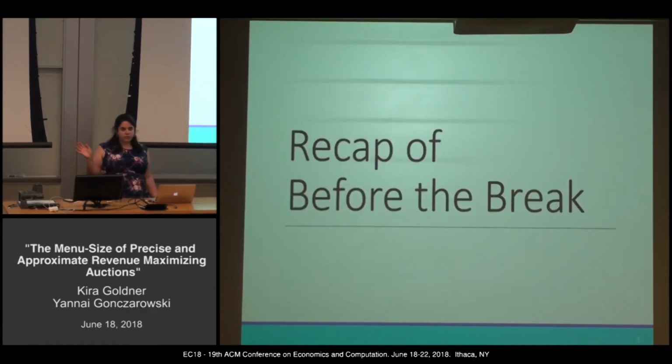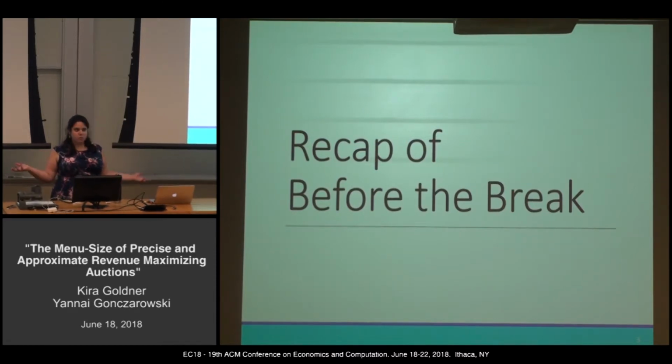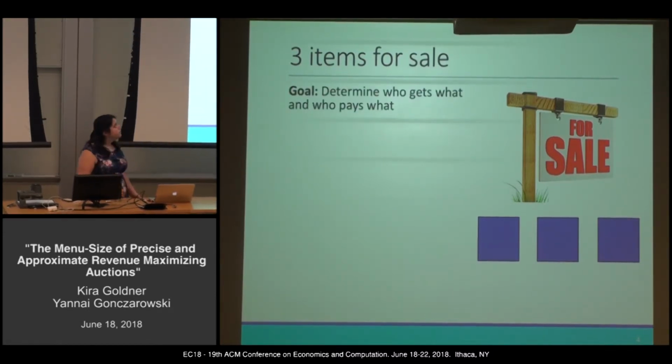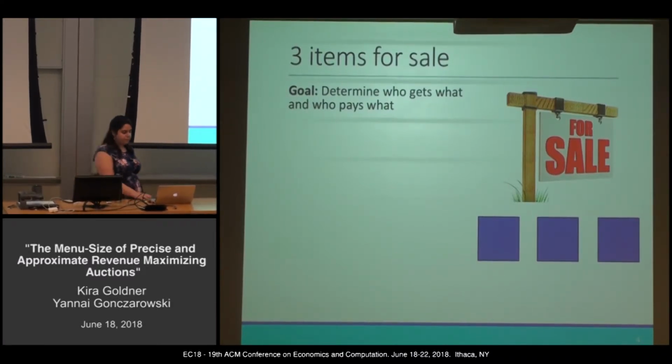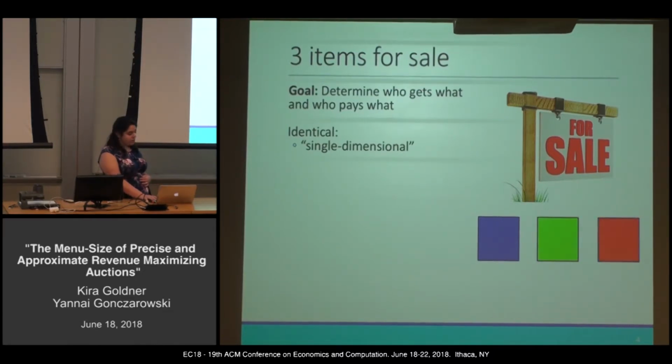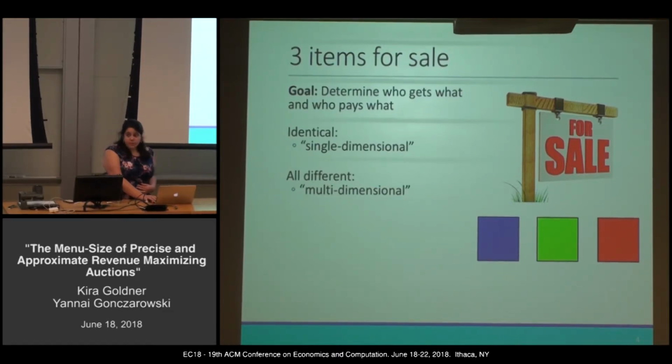So let's give a quick recap of what you and I talked about before the break, so we get our minds back into it. What I'm going to be talking about mostly is, suppose we have 3 items for sale, and our goal is to determine who gets what and who pays what, and to maximize revenue. The first setting is where all the items are exactly the same, which we consider single dimensional, and it was completely resolved in 1981, with very elegant solutions. And what Yannai was talking about is when all the items are different, which we consider multidimensional.